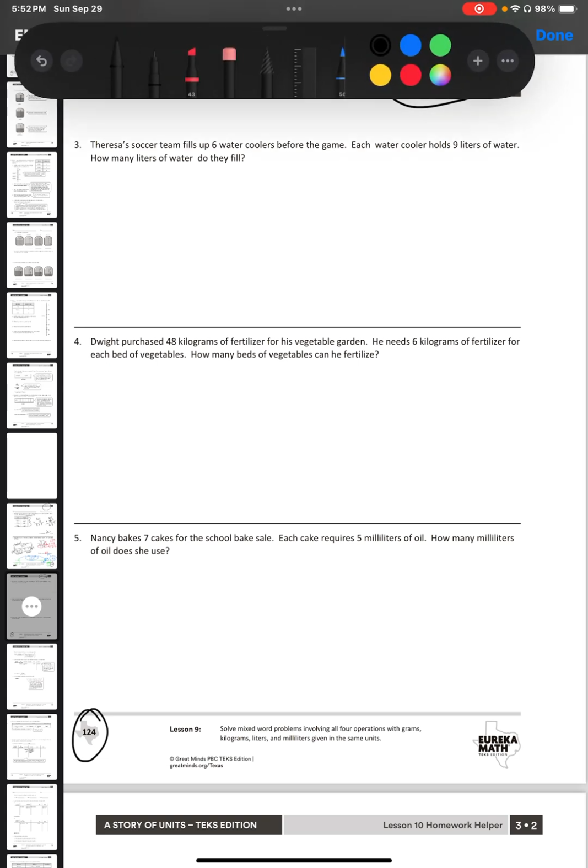Success. Okay, problem 4. Dwight purchased 48 kilograms of fertilizer for his vegetable garden. I'm going to make a little picture already. He needs 6 kilograms of fertilizer for each bed of vegetables. How many beds of vegetables can he fertilize?